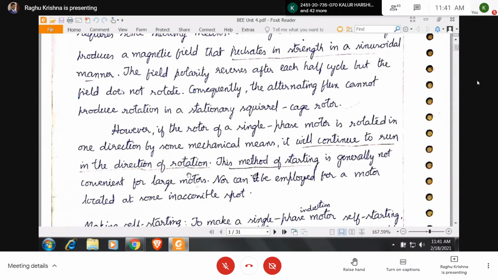See here, if the rotor of a single phase motor is rotated in one direction by some mechanical means, it will continue to run in the direction of the rotation. This method of starting is generally not convenient for large motors, nor can it be employed for a motor located at some inaccessible spot.